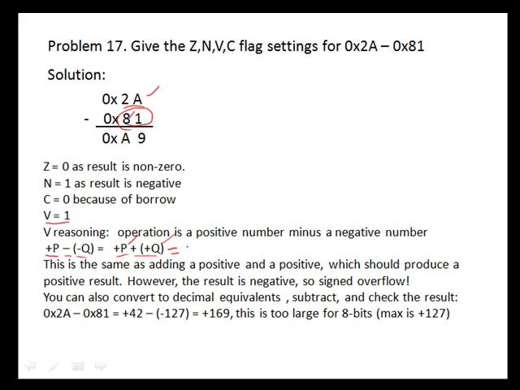When we add two positive numbers, we should get a positive result. However, we got a negative result. That means that this is mathematically incorrect, which means that we had overflow. So our overflow flag is equal to a 1.